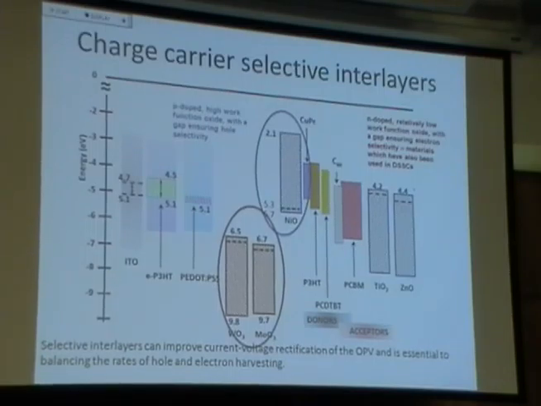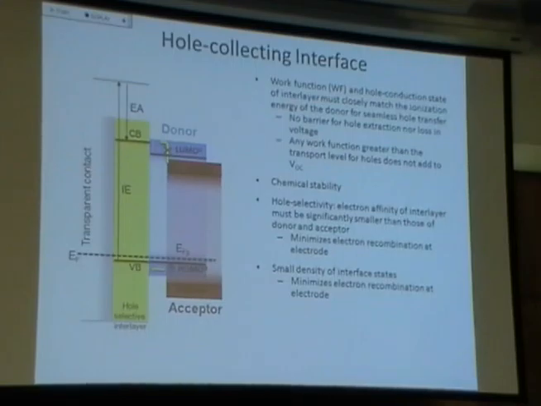What's going on? Again, we're going to focus on this hole collecting interface. So how do we get charges out? Well, we've got our donor and acceptor, we dissociate our exciton, we've got the free charge carriers where holes are moving through our donor. How do we get the holes out of the donor? Well, we talked about this work function. Work function represents the Fermi level. So you want to try and get the Fermi level of your material near the Fermi level of your oxide. You don't want to have a barrier to injection. So it's the converse of an OLED.